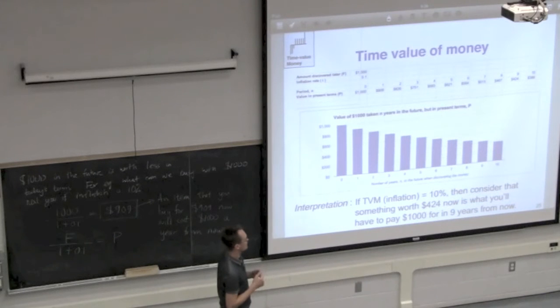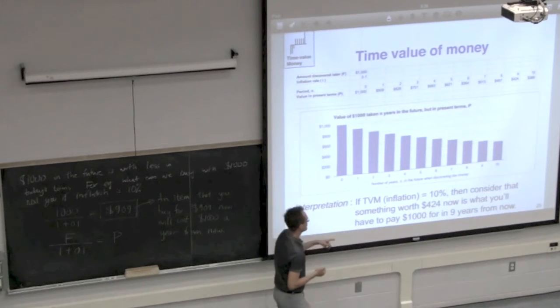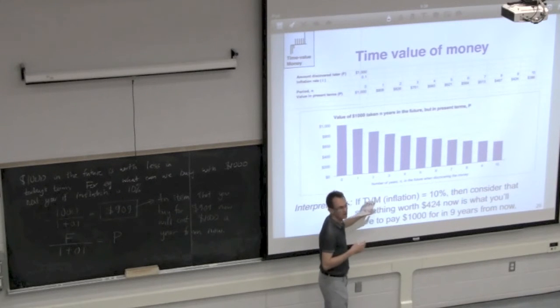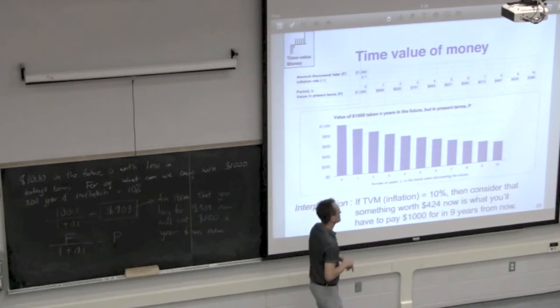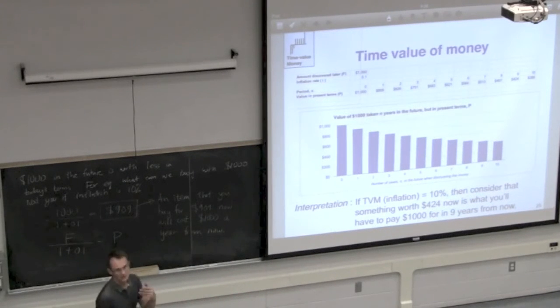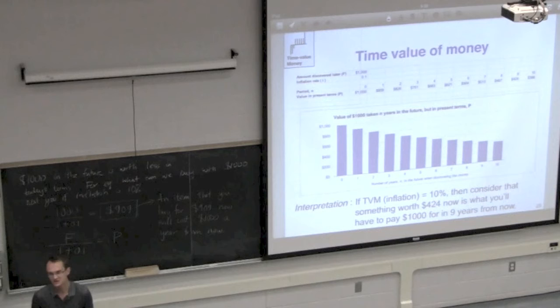In actual dollar figures. Another way you can consider this, let's introduce this new term here, inflation in other words: if the time value of money is 10%, something that's worth $424 now, you'd have to pay $1,000 in 9 years from now for it. So we're basically taking the concept from yesterday and looking at it in the opposite way.